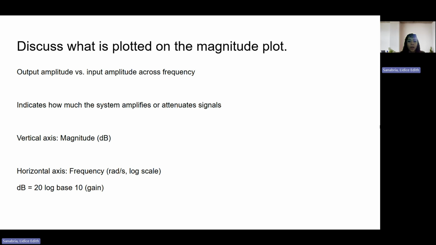So a magnitude plot shows how the output amplitude compares to the input amplitude throughout the frequency. So the vertical axis is the magnitude in the unit of decibels, and then the horizontal axis is the frequency on a logarithmic scale. So the magnitude tells us how much a system amplifies or attenuates signals.